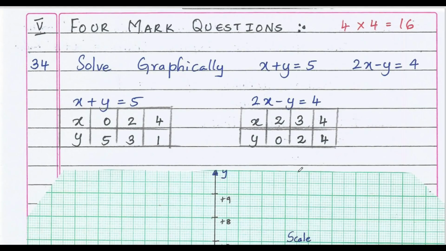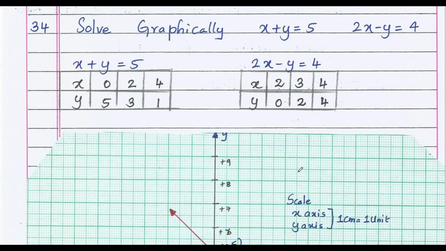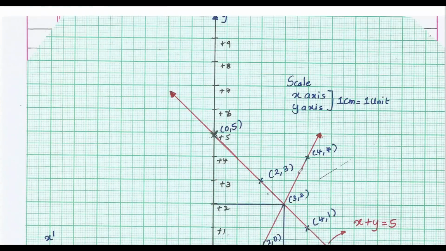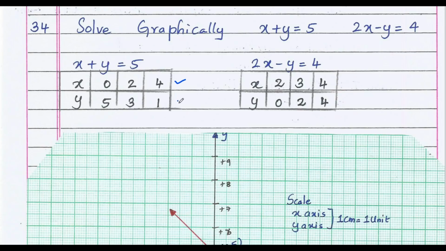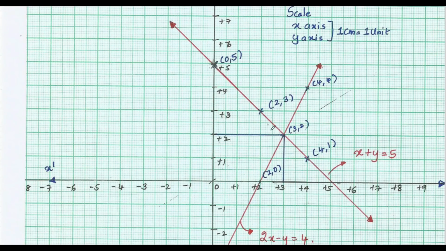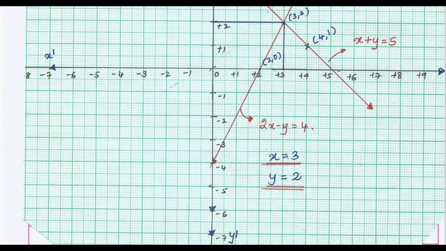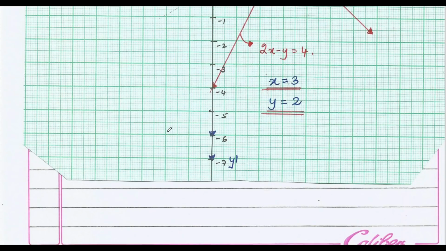Now moving to solving the linear equation graphically, we get the solution x equals 3 and y equals 2. First you need to form the table with coordinates of x and y, and if you plot, you'll get the value x equals 3 and y equals 2. Students, all this I have explained in detail in my previous videos. You can check that out.